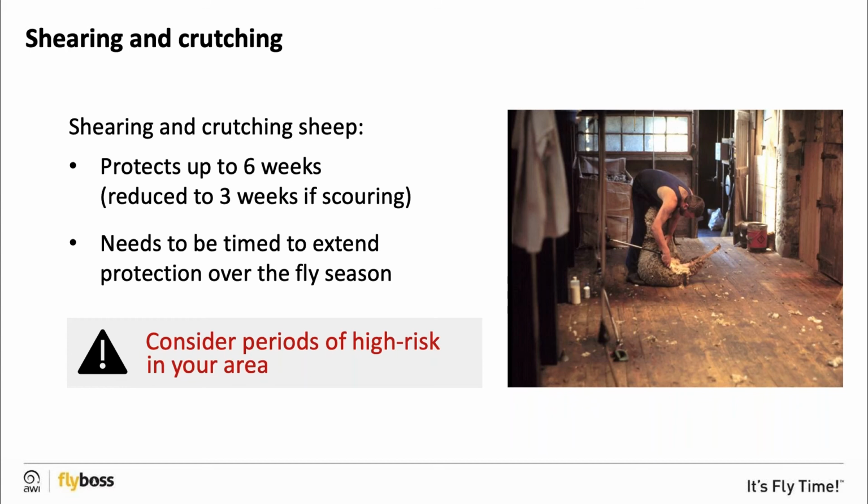This is to reduce the number of susceptible sheep when the fly becomes active after winter. This is particularly important for lambing ewes that may have more stain around the breech. So carefully consider the timing of shearing and crutching. Aim to extend the period of protection over the fly season as much as possible by spacing out these activities. Remember, shearing and crutching will give you 6 weeks.